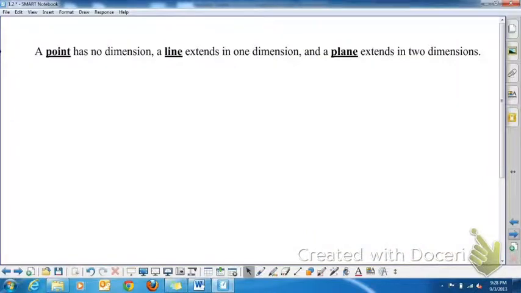A point has no dimension. It indicates a location. It has no actual size. So a point can look like this. And we would just name this point A. You would just call it point A.